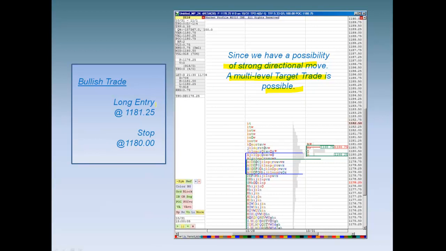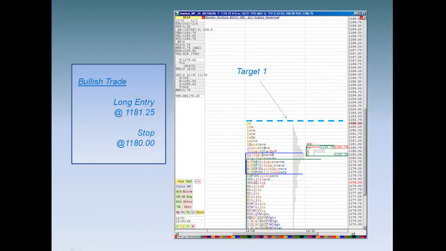Our long entry, let's say I decided if the market pushes up right at 11.25 up here, I will let it take me with it and we'll go on up. And as a stop, I'm going to put my stop at 1180 right here at the low of the day, just one tick below the low, because I'm being aggressive because my analysis and the context tell me I've identified a great opportunity in the market.